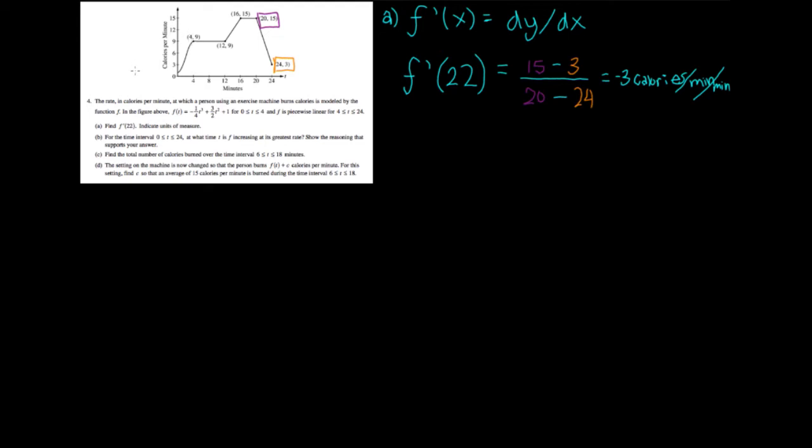So question A is find f prime of 22 and indicate the units of measure. So question A, we know that f prime of x is equal to your change in y over your change in x. So keep that in mind. So if we did f prime of 22, 22 would be found in between here.